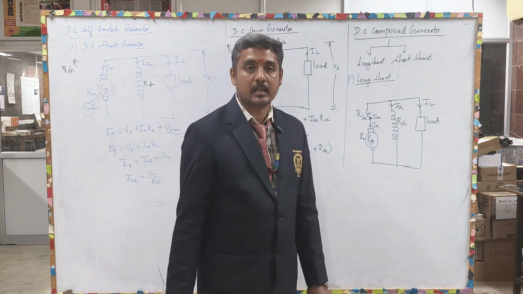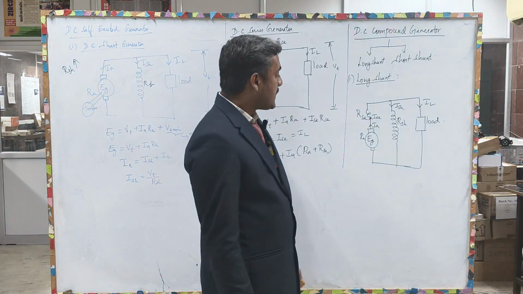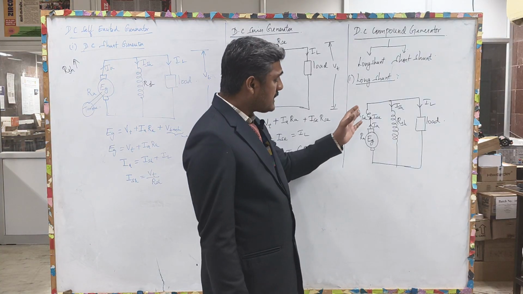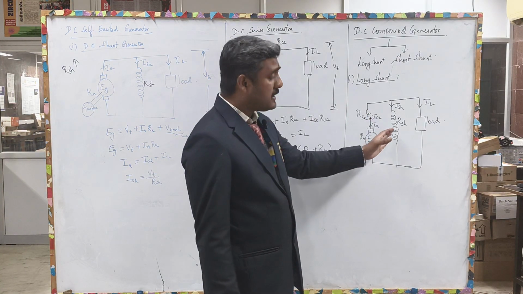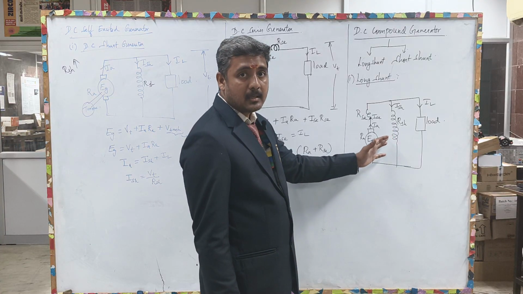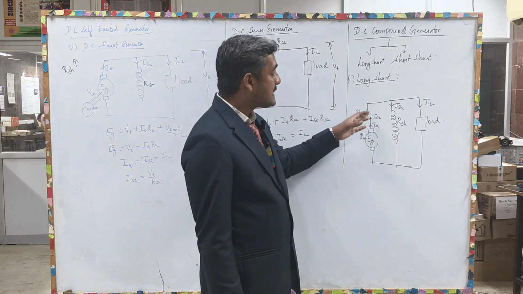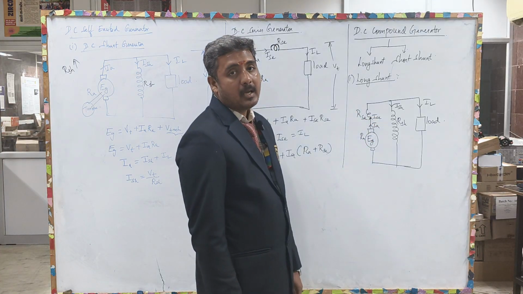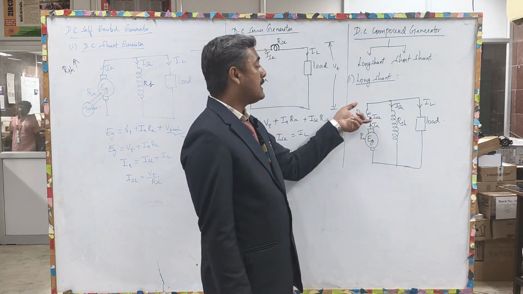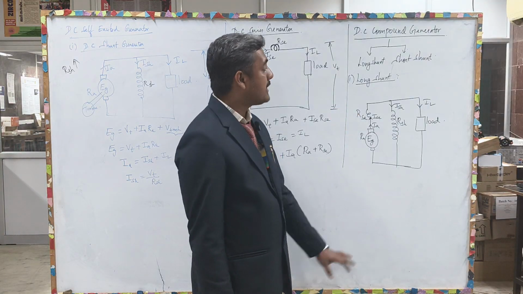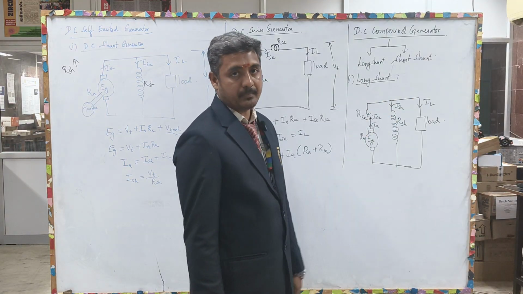That is, long shunt is a shunt field winding connected in parallel or across the series combination of armature and series field winding. That is why it is called a long shunt.